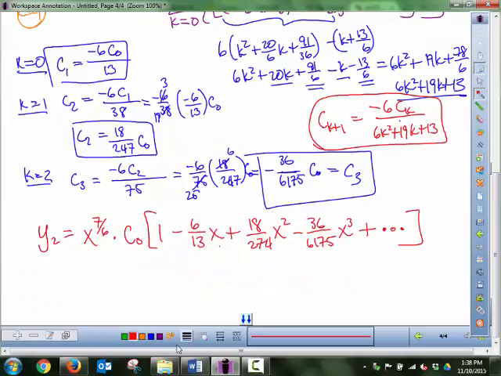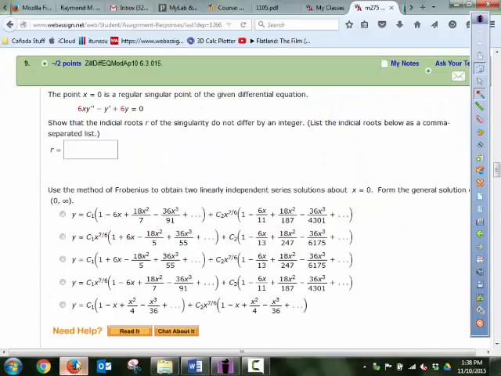And then the next one is x to the 7/6 taken out. We have a 1, negative 6/13, 18 over 247, negative 36 over that. Oh, we got it.